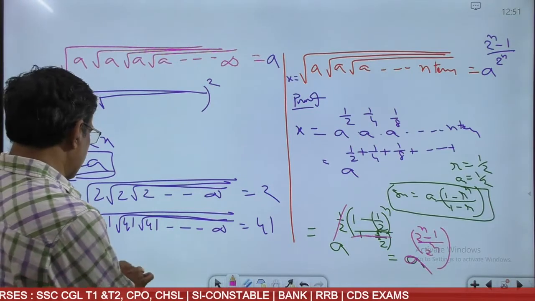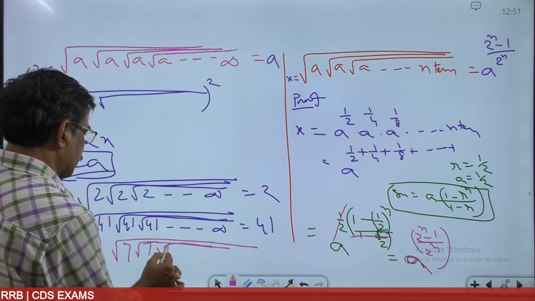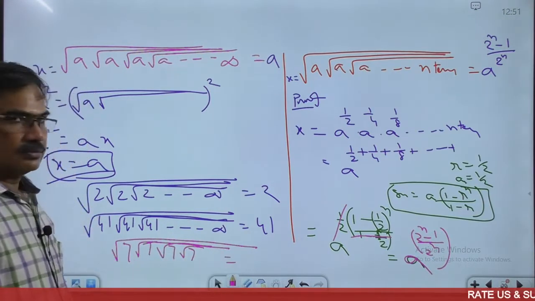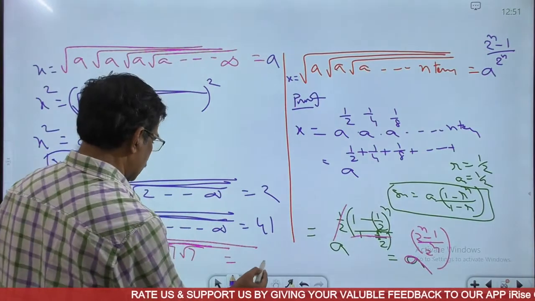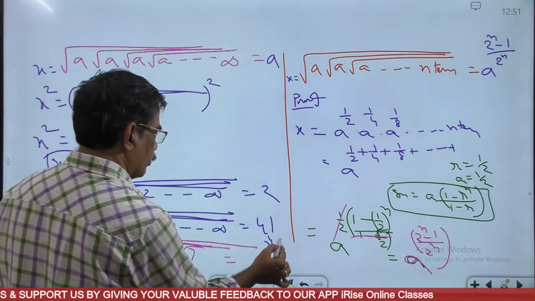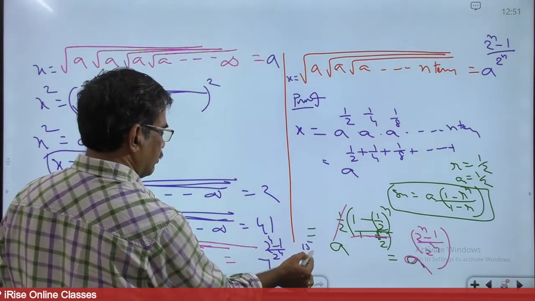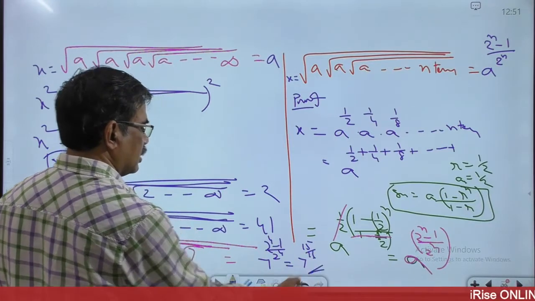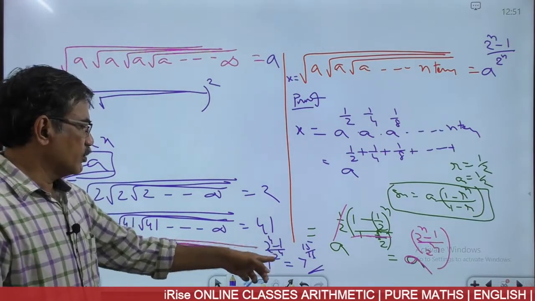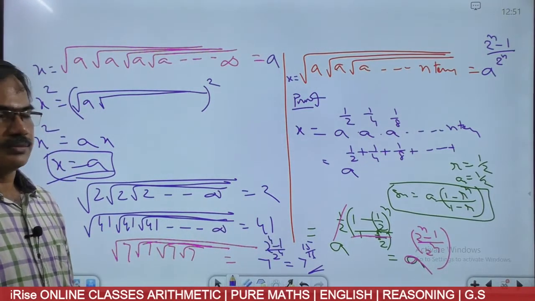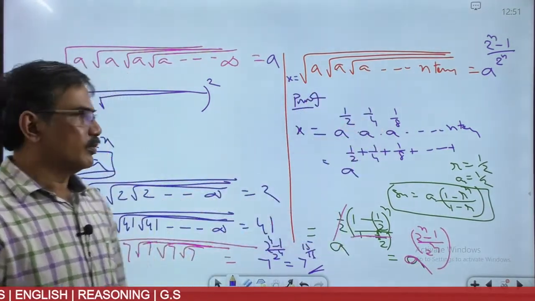If an example is given like this, what is root of 7, root of 7, root of 7, root of 7? 4 terms are given. The answer is written as 7 power 2 power 4 minus 1 by 2 power 4. 2 power 4 is 16. 16 minus 1, 15 by 2 power 4, 16. This is the answer. If this question is given, with only 4 terms, the answer is 2 power 4 minus 1 by 2 power 4. Know the procedure. If any question of this type is given, we can get the answer.